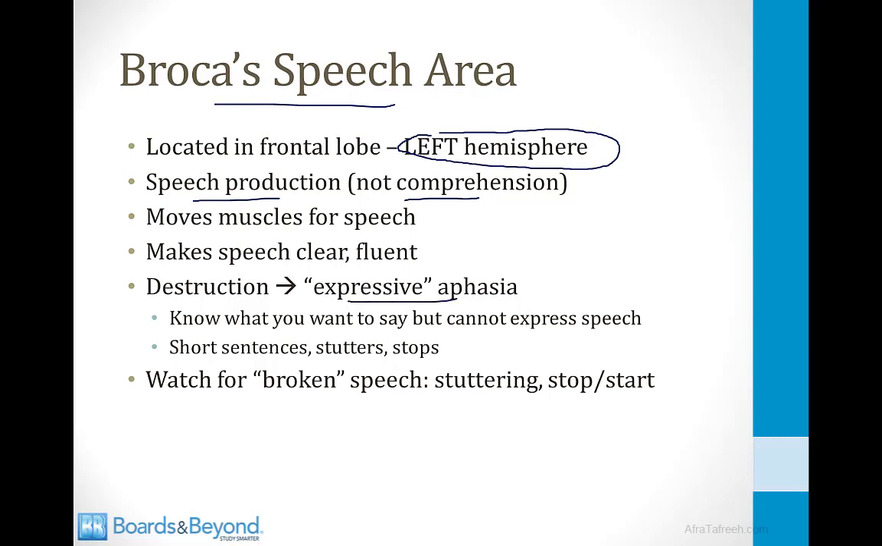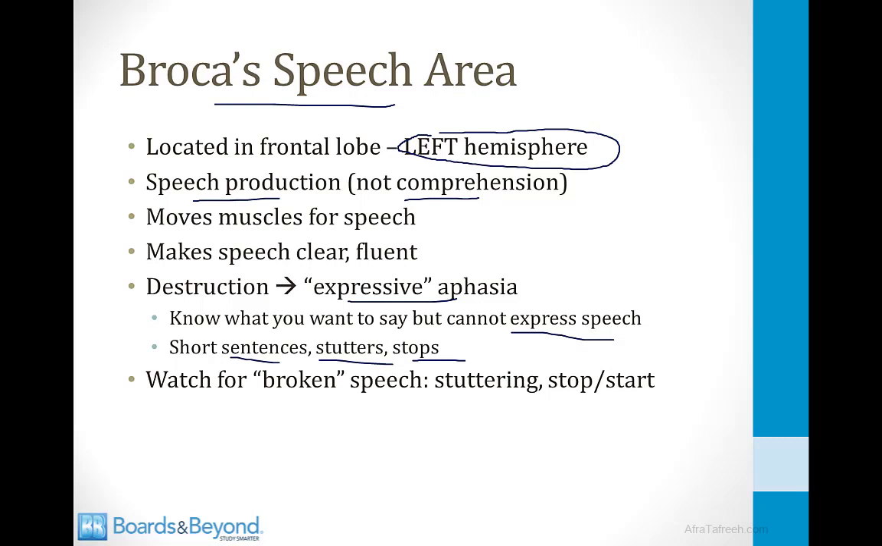And you should go to YouTube and watch someone with this, because once you've seen it, it's very easy to remember. These patients know what they want to say, but they can't express the speech. That's why it's called expressive. So they speak in very short sentences, they have stutters, and they have stops. Patients with damage to Broca's speech area also often have damage to the muscles of the face and the arms because of where Broca's is located near the motor cortex.